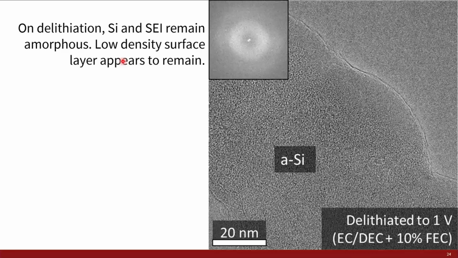Now on delithiation, silicon and its SEI remain amorphous. That's not too surprising. If you squint closely, you can see that there does appear to be a low density surface layer, or a contrast difference between the amorphous silicon and this SEI layer. But that's not really super convincing just from the HRTEM image alone.